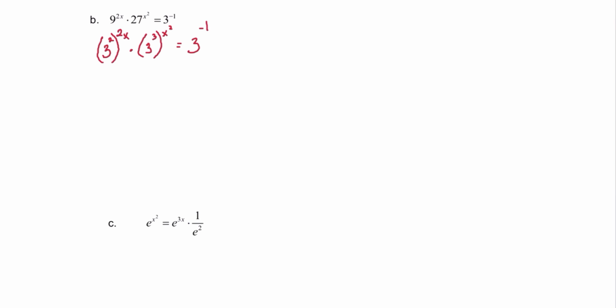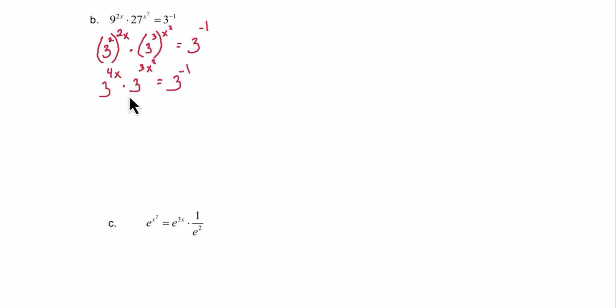Now we want to go through and simplify this. Up first, we have 3 squared raised to the 2x. Power to a power, we multiply. So that is 3 to the 4x times, again, here we have power raised to a power. So the cubed raised to the x squared power, we're going to multiply. That is simply 3 to the 3x squared. And that is still equal to 3 to the negative 1.